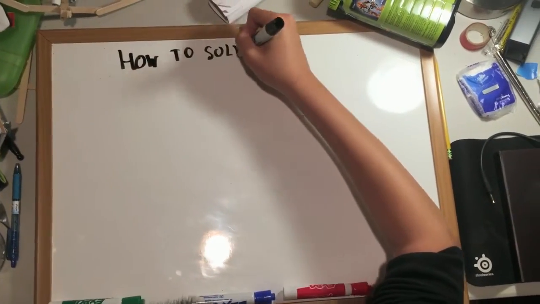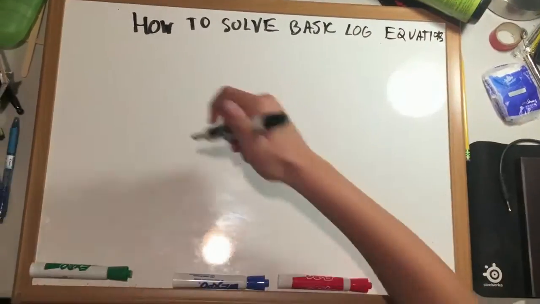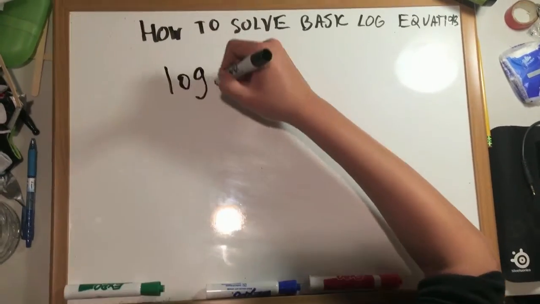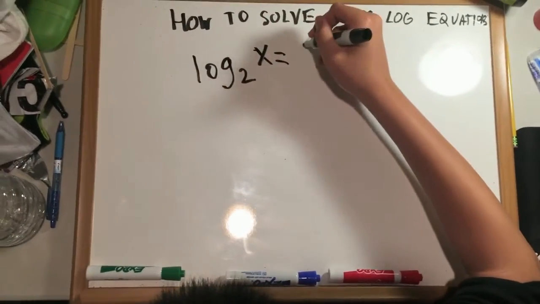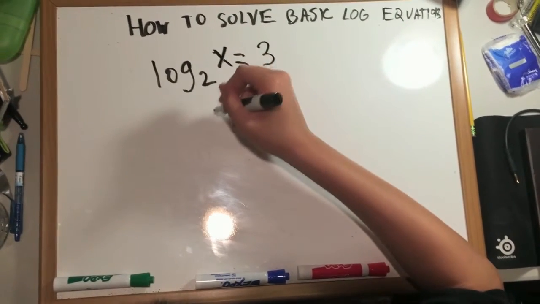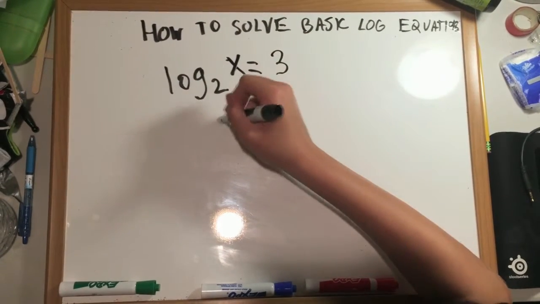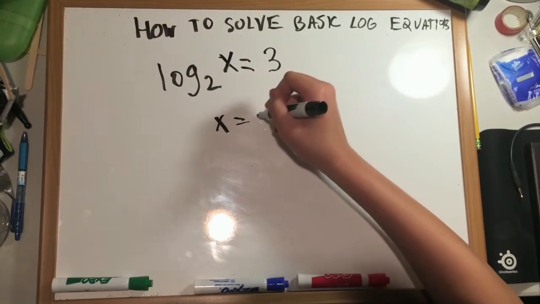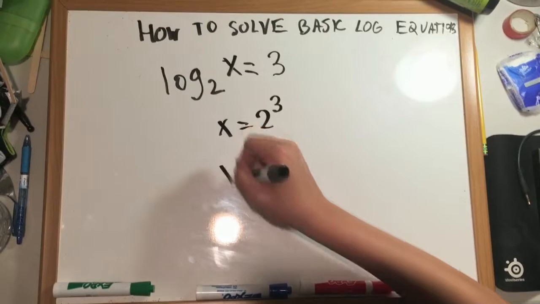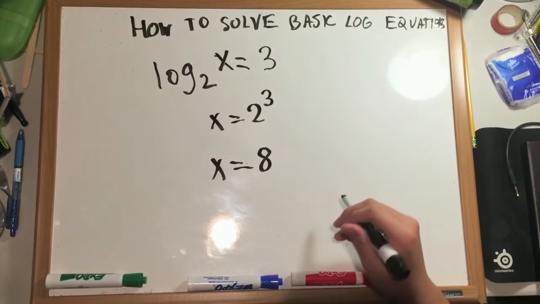Now I will be going over how to solve basic logarithmic equations. Here we are presented with the equation log base 2 of x is equal to 3. Then you would want to use the inverse property of logarithms and turn base 2 into the base for an exponent. So it would turn out to be x equals 2 to the power of 3. And 2 to the power of 3 is 8, so the argument, or x in this equation, is 8.